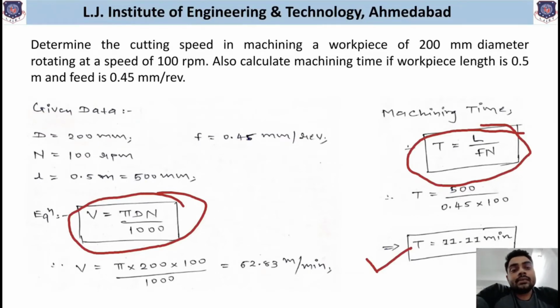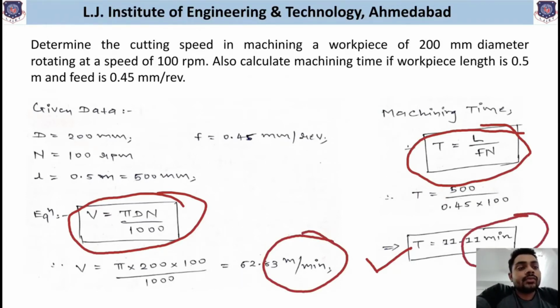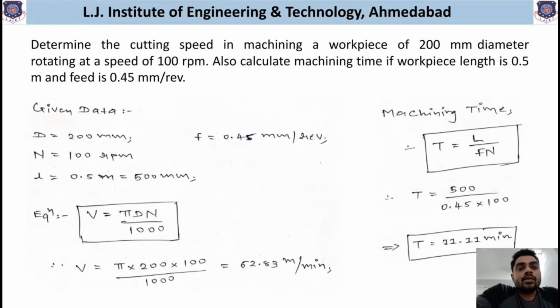Over here, keep it in mind, velocity will always be in meters per minute, that we have indicated over here, and the tool life based on the given formula B1 condition is in minutes. So these are the two values that we have found based on this equation. So I hope it is clear to you how to find cutting speed and machining time in the case of a lathe machine.